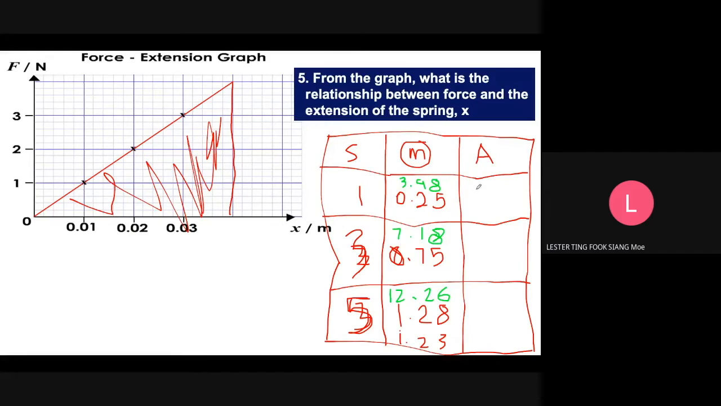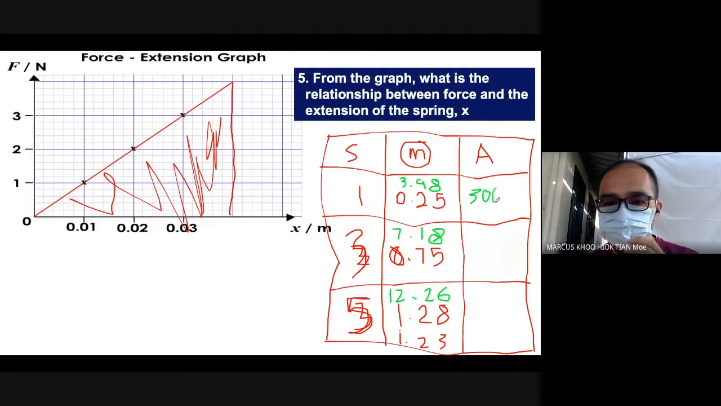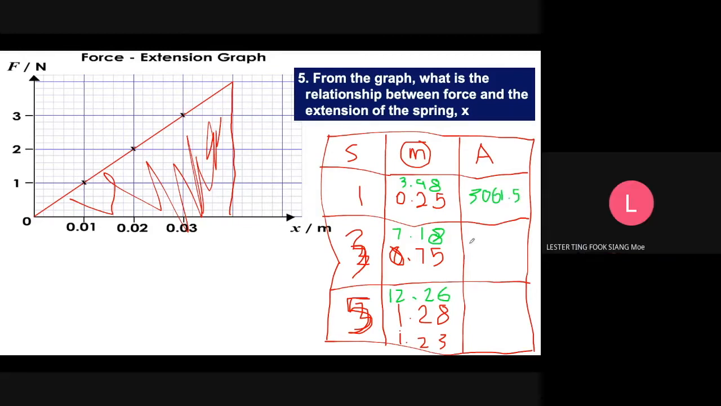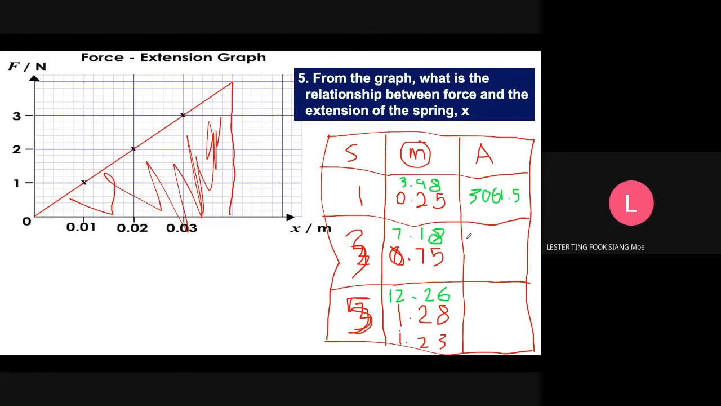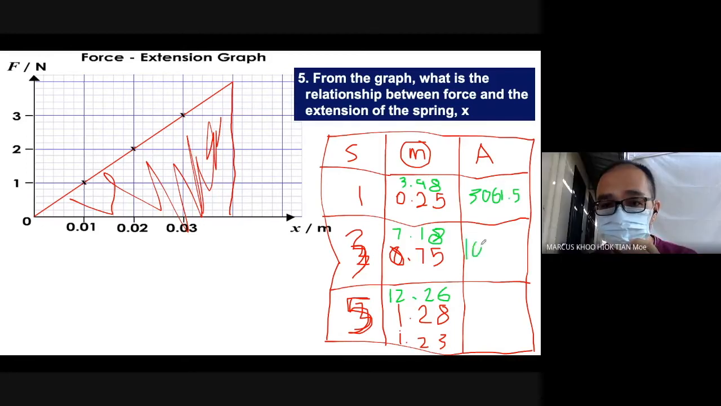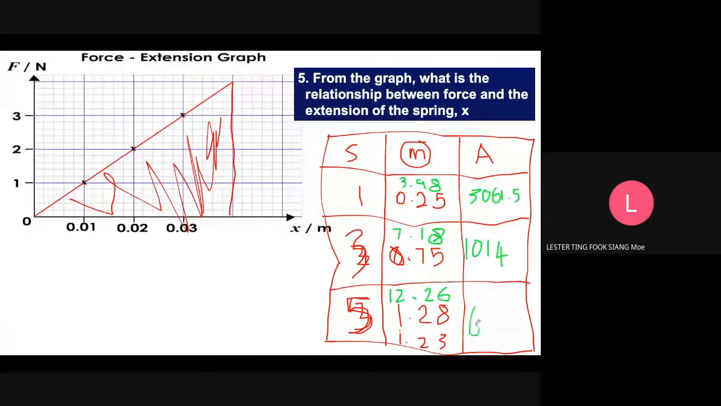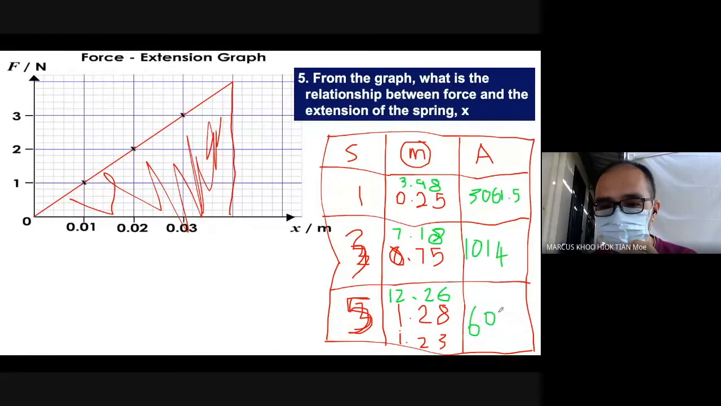For the first one, it's 3061.5. Okay, the second one, the third one. I mean, stiffness 3, sorry. 1014. Okay, and then the fifth stiffness? 604.5. Okay, thanks Lester.